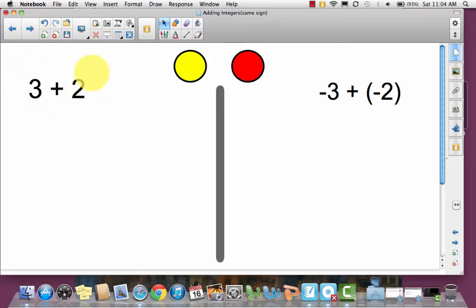So here's our first example, and I'm going to start off over here with what is a very, very simple problem, just so we could see how to model it using integer chips. Now keep in mind my yellow chips are positive, my red chips are negative. So if I wanted to model a positive 3 being added to a positive 2, I'm going to use 3 yellow chips for positive 3 and 2 yellow chips for positive 2.